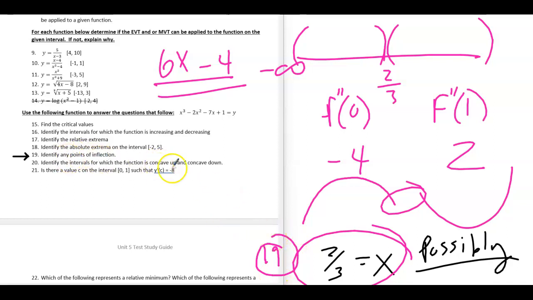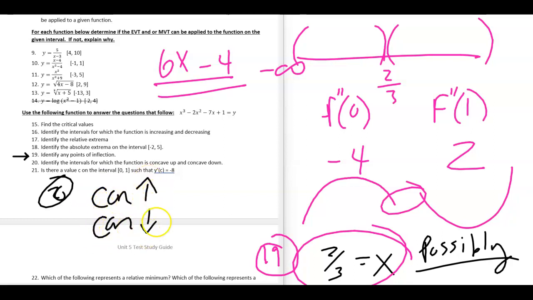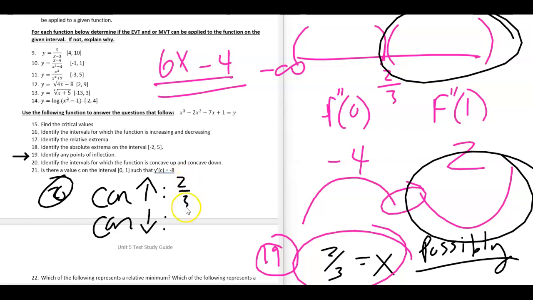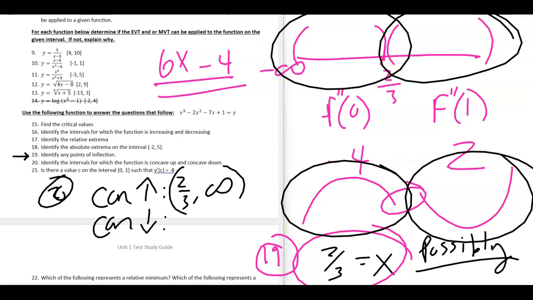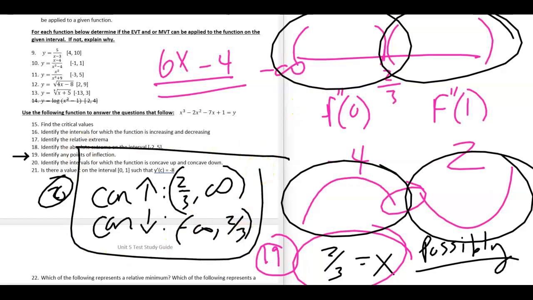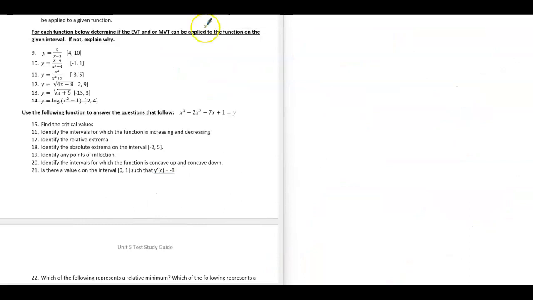Okay. Now they also want to know where the function is concave up and down. We've already done the work for that though, so for number 20, we'll just go ahead and put that on there. So we're looking for where it's concave up, and we're looking for where it's concave down. So concave up is this interval here, which is from 2/3 to infinity. Concave down is here, which is this interval from negative infinity to 2/3. Okay, and so that's our answer to number 20. So we've got 19 and 20.